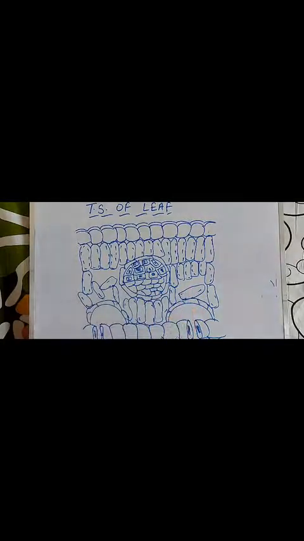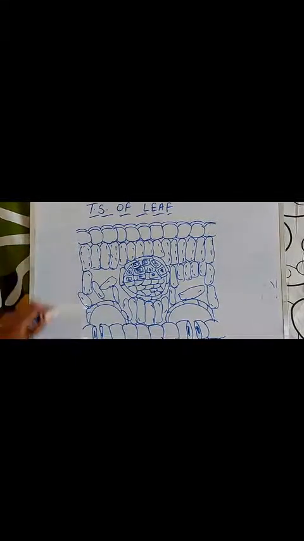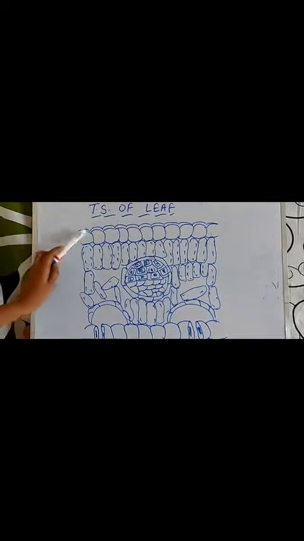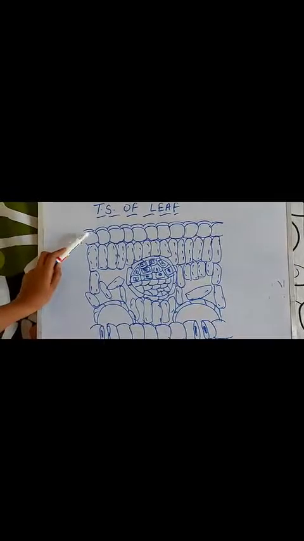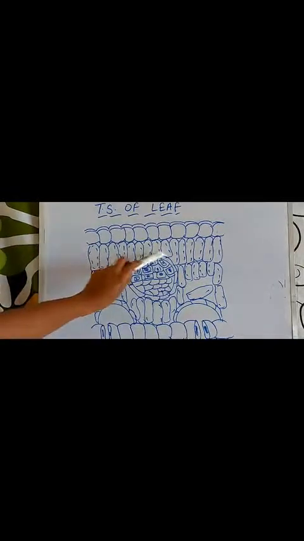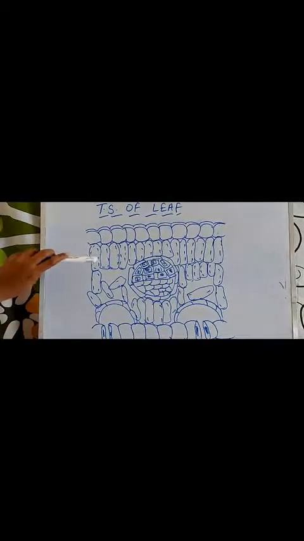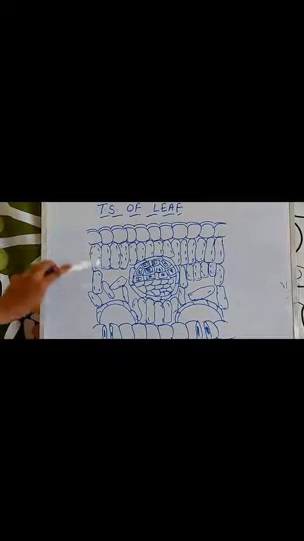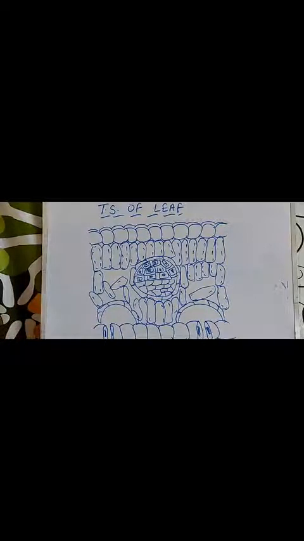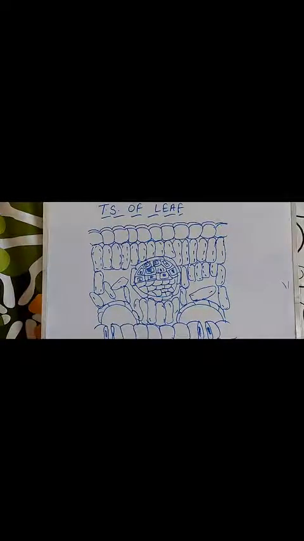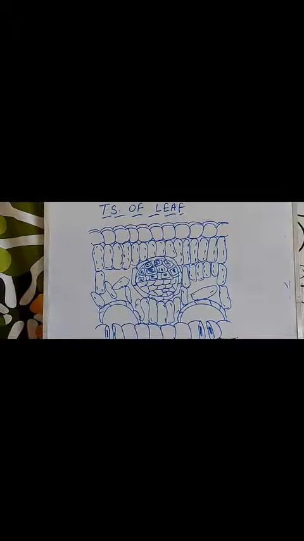So this is the TS of leaf. It can be drawn in a very easy method. First of all, you have to draw the epidermal cells, upper epidermis and lower epidermis, in a wavy pattern. It should be covered with another wavy pattern known as cuticle. Later you have to mention the longitudinal cells like this. It should be covered with the chloroplasts. More chloroplasts should be present in palisade parenchyma, and fewer chloroplasts in spongy parenchyma. And this is the easy way to draw the TS of leaf.